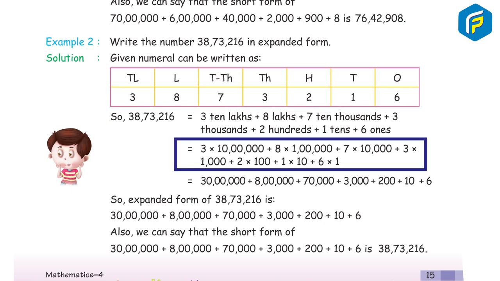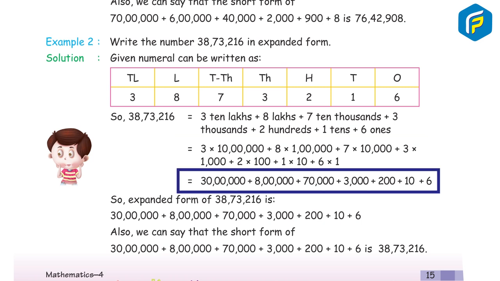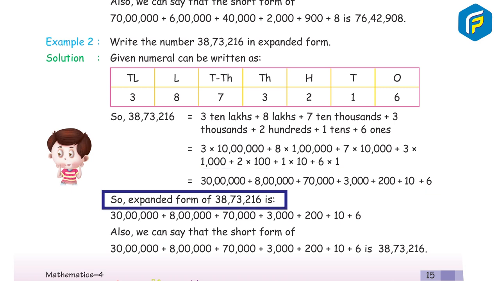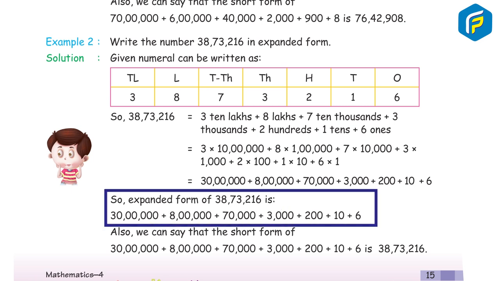which is 3 into 10 lakhs plus 8 into lakh plus 7 into 10,000 plus 3 into 1000 plus 2 into 100 plus 1 into 10 plus 6 into 1, equal to 30 lakh plus 8 lakh plus 70,000 plus 3000 plus 200 plus 10 plus 6. So the expanded form of 38,73,216 is 30 lakh plus 8 lakh plus 70,000 plus 3000 plus 200 plus 10 plus 6.